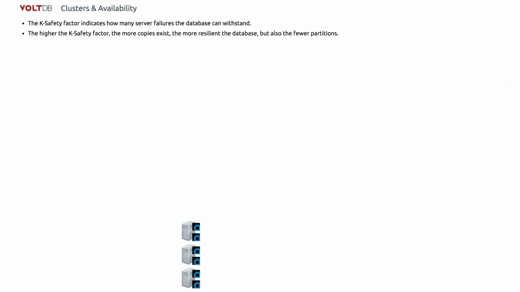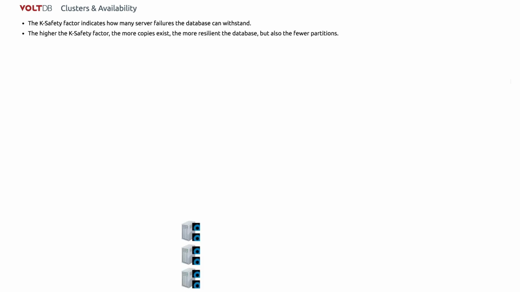When the K factor is set to 2, there will be 3 copies of each partition, so there will be 1/3 as many partitions as the total number of sites. In this case, any 2 servers could fail. The remaining server has a complete copy of all of the partitions and can continue.